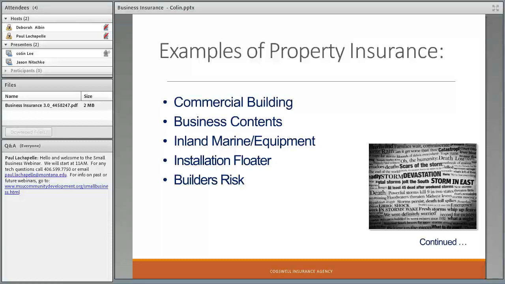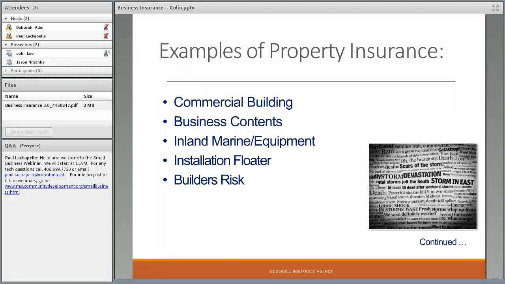So some examples of the first, property insurance. So we talked about that being common. Property insurance is common. We have the commercial buildings. That's something that we see, and then business contents. That's everything that's really inside your building. These other property coverages are just examples, but they're not so common, and they might be common in certain industries, but the marine or equipment, that's not common for all businesses.